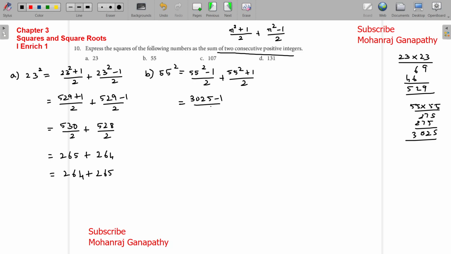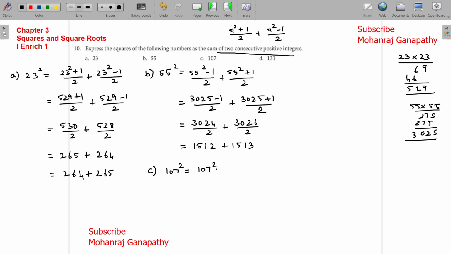(3025 minus 1) by 2 plus (3025 plus 1) by 2. 3025 minus 1, 3024 divided by 2, plus 3025 plus 1, 3026 divided by 2, which is equal to 1512 plus 1513. So on adding 1512 and 1513, we will get 55 square. C. 107 square can be written as (107 square minus 1) by 2 plus (107 square plus 1) by 2.